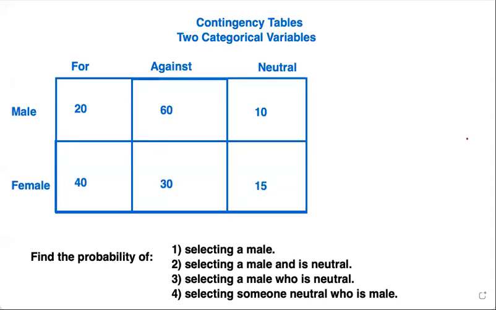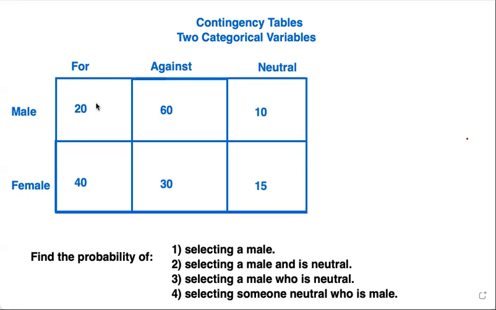Now, contingency tables actually show two categorical variables. So here's an example where you might be looking at gender versus maybe for, against, or neutral on some issue, and they tabulated the count of the frequency for each one of these. Now, if it's not already written or typed up, you need to find the totals.